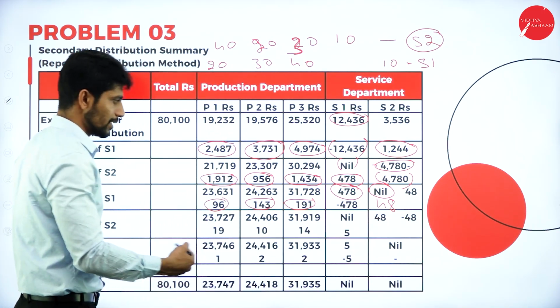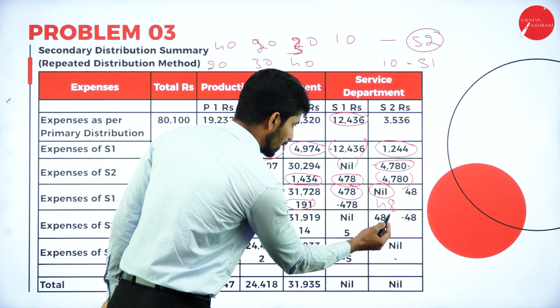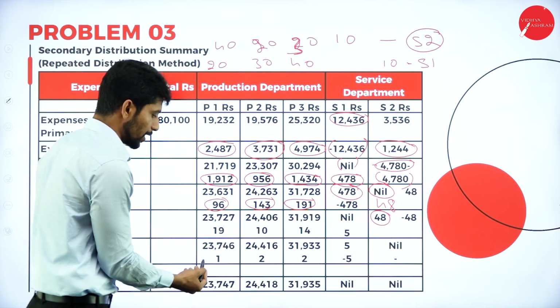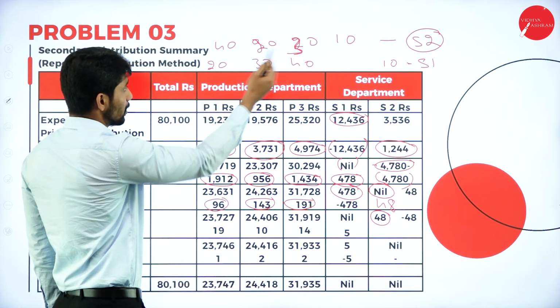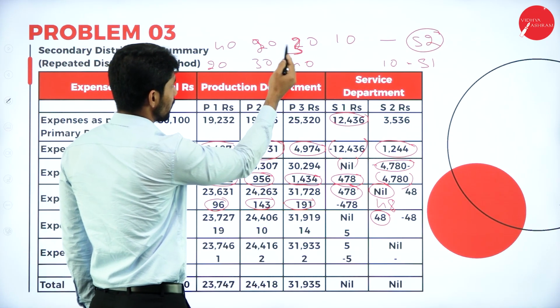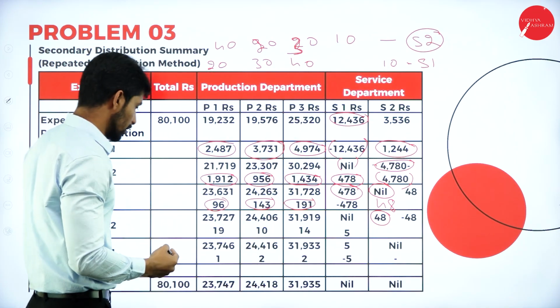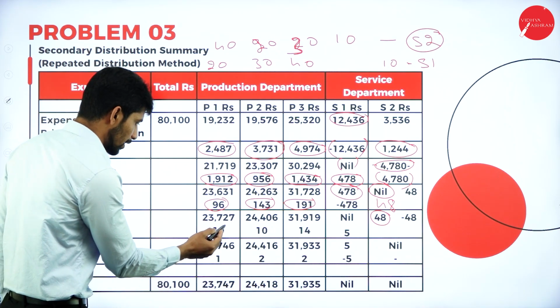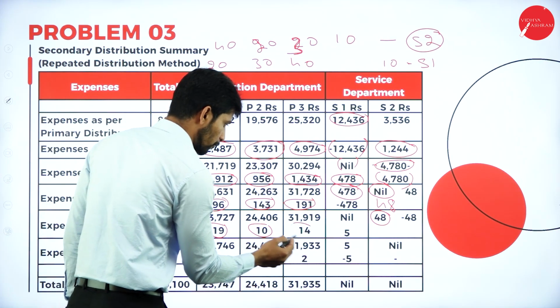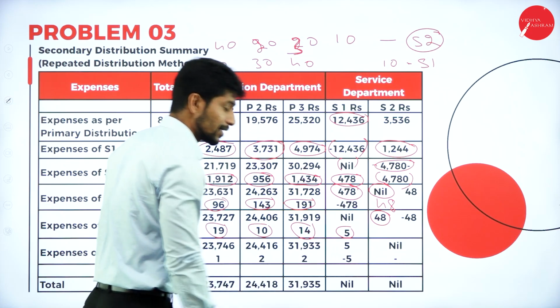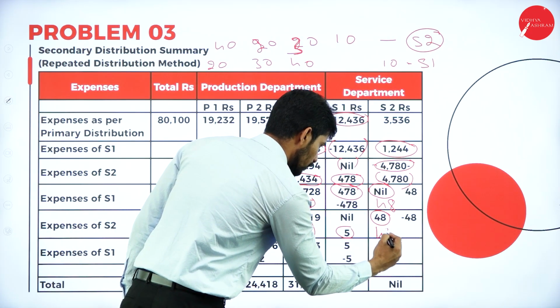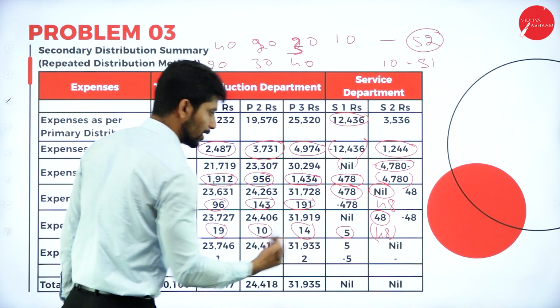Okay. Likewise, next here how much you have? In S2 you have 48 rupees, right? So distribute that 48 among other departments. What is the ratio? 40, 20, 30, 10. Right? So if you distribute 48 rupees according to that, you will get 19, 10, 14, 5. Here it is minus because you are distributing this 48 rupees, right? So it is minus. You will get nil here.